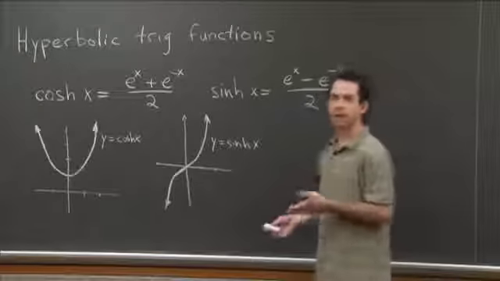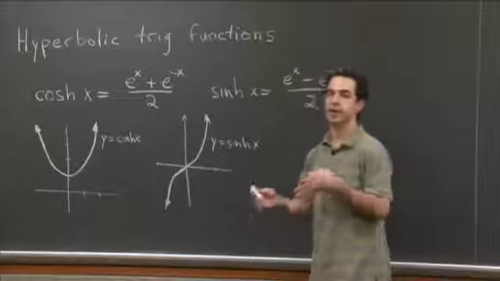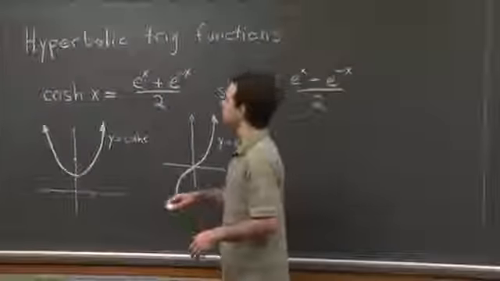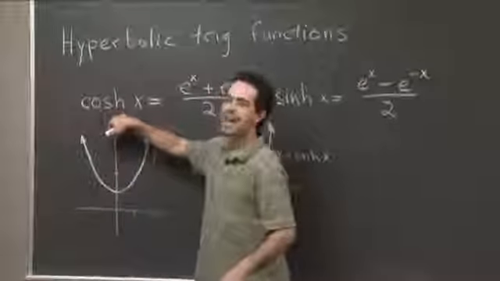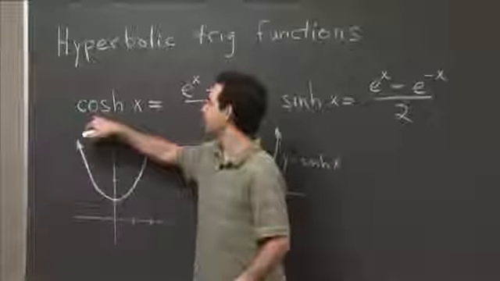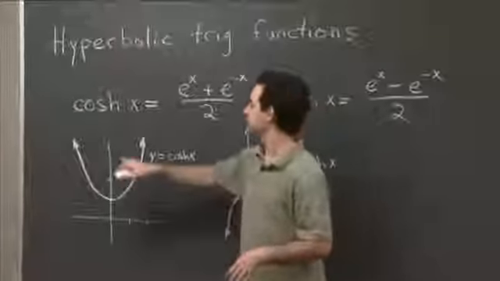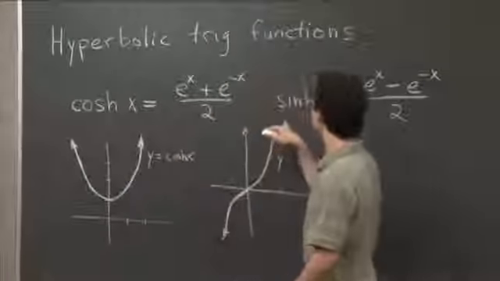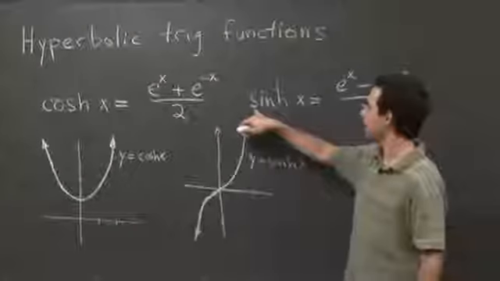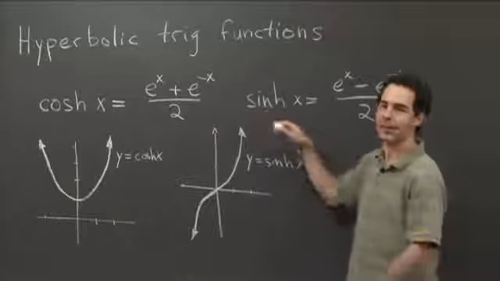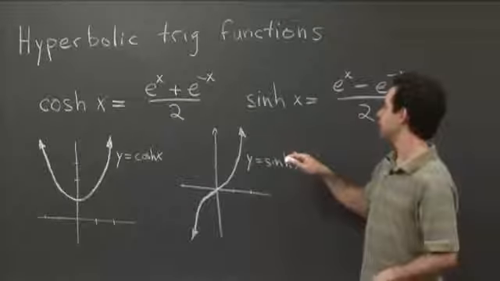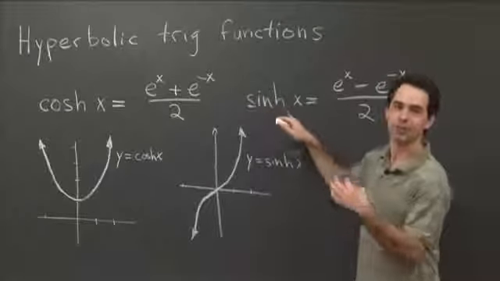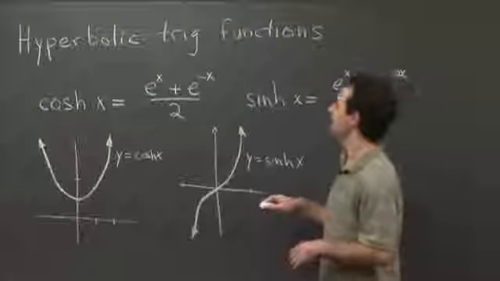For hyperbolic trig functions, we have the hyperbolic cosine and the hyperbolic sine. The notation here, we write COSH, the H for hyperbolic, and usually we pronounce this cosh. Similarly, for the hyperbolic sine, we write SINH, and we usually pronounce this cinch, in American English, as if there were an extra C in there.